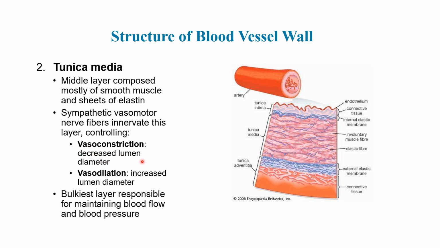Vasoconstriction decreases the lumen diameter of the vessel. So this diameter will become smaller. The lumen will become smaller when there is vasoconstriction, and then they can also cause vasodilation. Vasodilation means the lumen will become bigger. And this is the bulkiest layer, and this is responsible for maintaining the blood flow and the blood pressure.